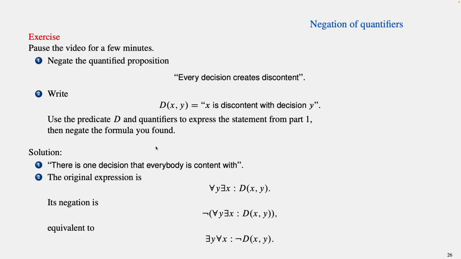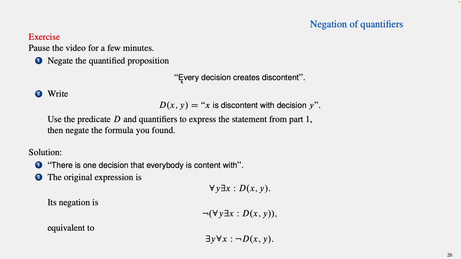Okay, so I hope you did the exercise, and here's my solution. Be sure to compare it with your own. So the negation of "every decision creates discontent" is "there's one decision that everybody is content with." Okay, so if not every decision creates discontent, at least one decision must exist that does not create discontent. So in other words, that everybody is content with.